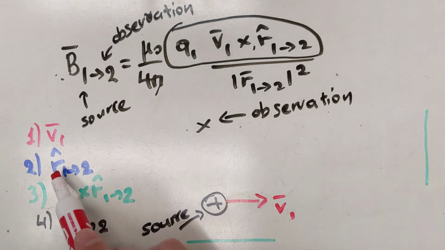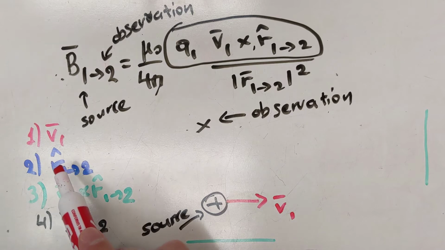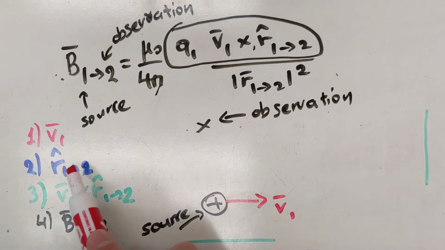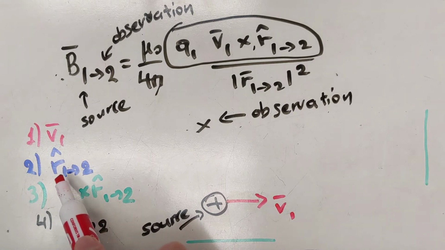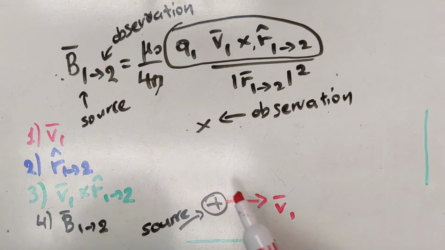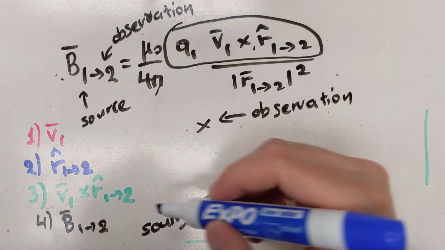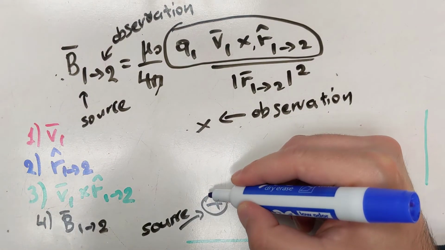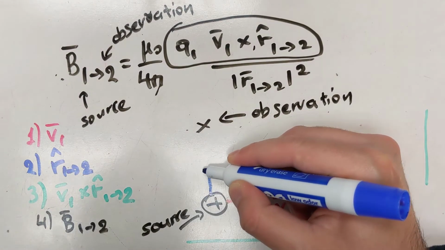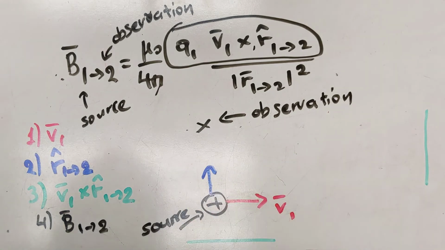Step 2. Find the relative position vector, the one that goes from the source to the observation. From the source to the observation. So this is the unit vector that goes from the source to the observation. This is r hat. Blue for r hat.